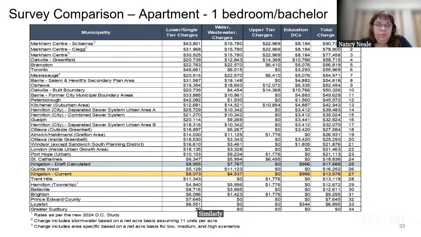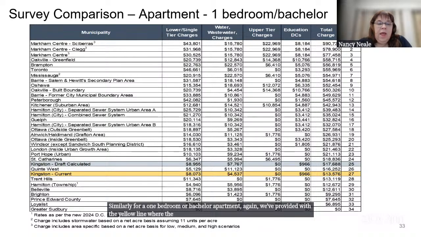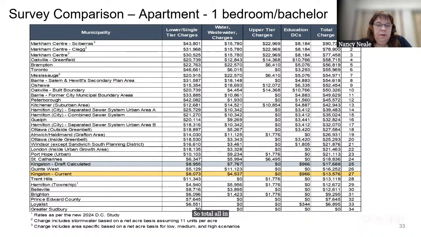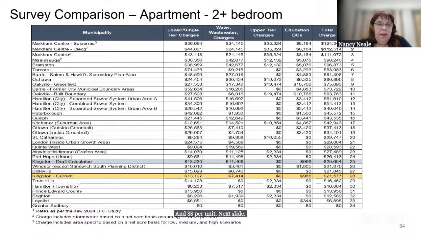Similarly, for a one-bedroom or bachelor apartment, again, we've provided with the yellow line where the current rates are, and just slightly above in that blue line is where the calculated rates would take you. So total all in with education of $13,576, moving up to the $17,688 per unit. Next slide. And similarly for the two-bedroom apartments, again, still fairly low compared to all of the comparators and moving up slightly from that yellow line to the blue line. Next slide.